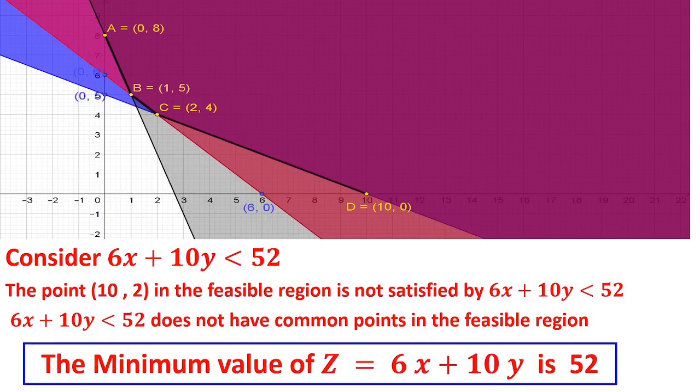Suppose if it had any common point there, then many smaller values would exist, and this may not be the minimum value. It can have another value, maybe another maximum like that. Therefore, you check whether the objective function less than or greater than the minimum or maximum value which you obtained has a common point with the region. Here it does not, no issue. Therefore, the minimum value is 52.